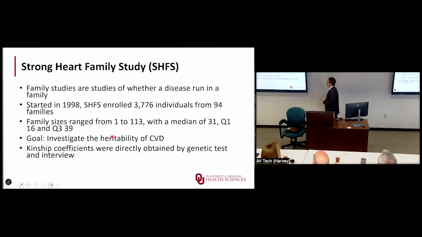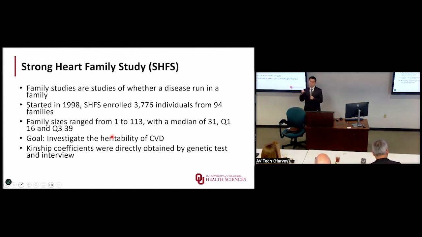So I want to give a brief overview of the Strong Heart Family Study, which is an add-on study to the original Strong Heart Study. As you know, family studies are studies of whether a disease runs in a family. Started in 1998, the Strong Heart Family Study enrolled over 3,000 individuals from 94 families. So the number of families is not huge. The family sizes range from 1, a single person in a family, to a family of 113, and that's a large family. It runs through several generations, and the median size is 31. I want to emphasize the size because it poses challenges when it comes to statistical modeling. And the goal, of course, is to investigate the heterogeneity of CVD.